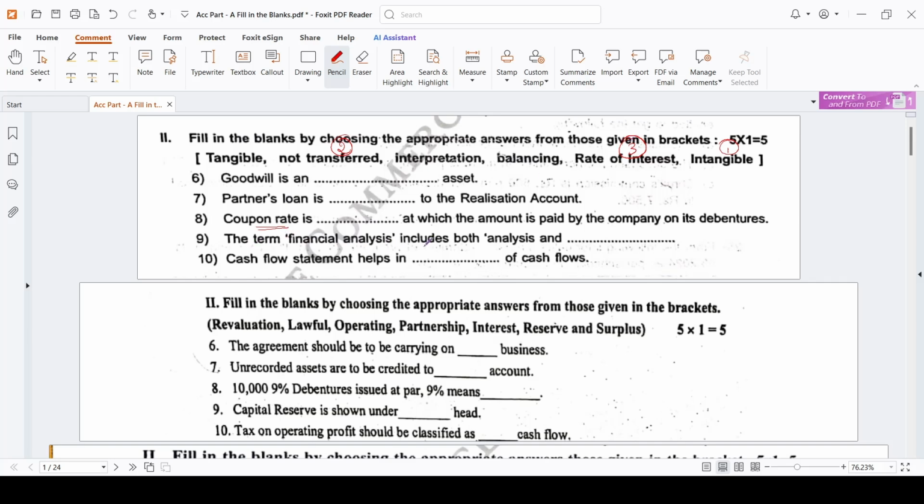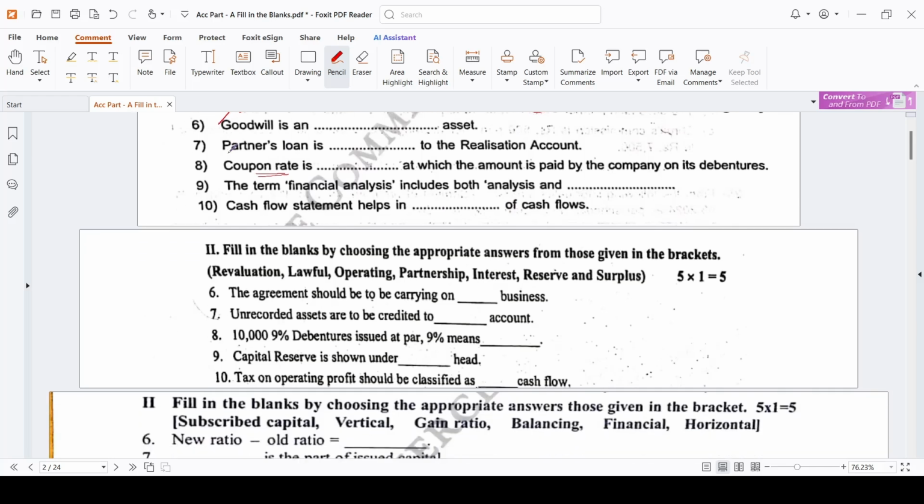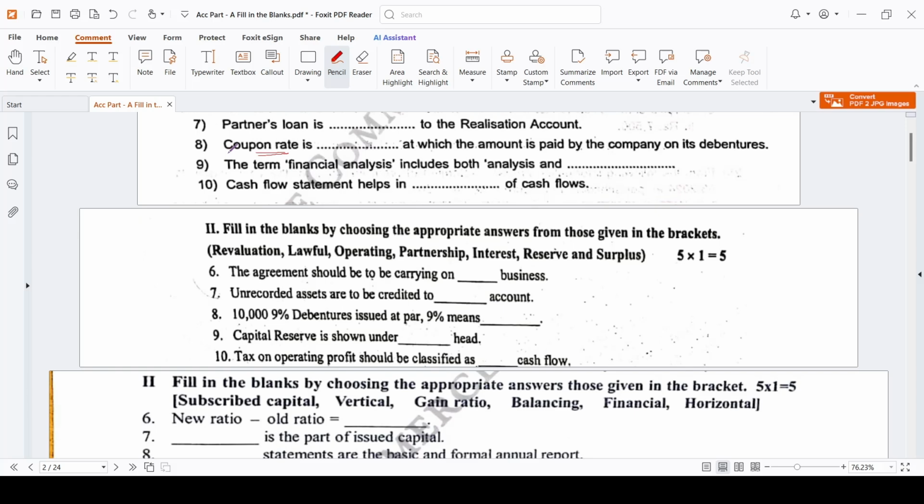The term financial analysis includes both analysis and interpretation. Cash flow statement helps in dash of cash flow, balancing the cash flow. Which does not belong here is tangible. Next, fill in the blanks. The agreement should be carrying on dash business, lawful business. Unrecorded asset are to be credited to dash account.